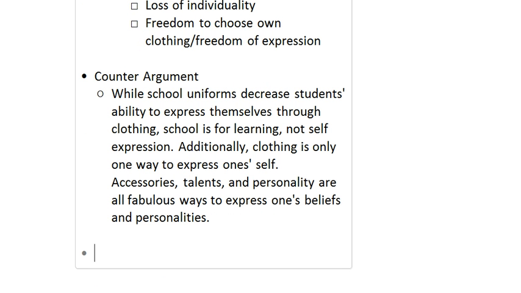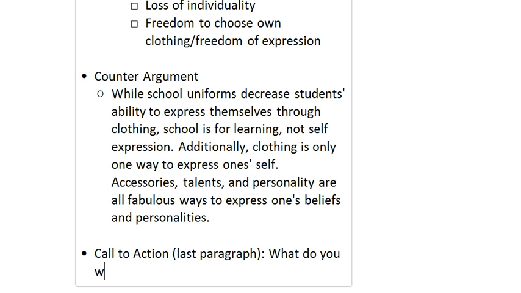Now, one of the things that I failed to mention in our earlier video on persuasive writing is the call to action. This is going to be in the last paragraph. You might mention it earlier in your paper as well, but you need to make sure it is in your last paragraph as well. This is the what do you want your reader to do? What do you want to have happen? It's not necessarily explaining the why it should happen. It's the this is what should happen.